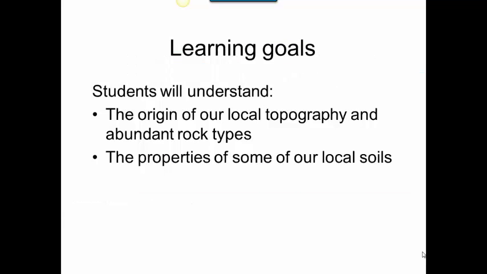The specific learning goals are to develop an understanding of the origin of some of our local topographic features and abundant rock types, and also to develop an understanding of the properties of some of our local soils, including selected soils of the Cascade and the Klamath Mountain regions.